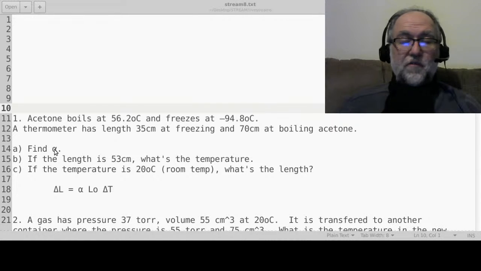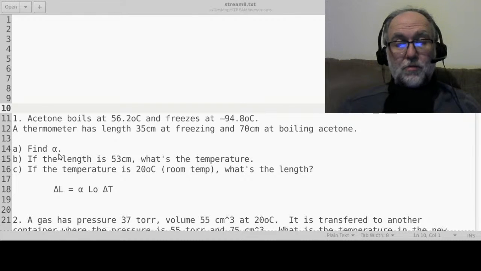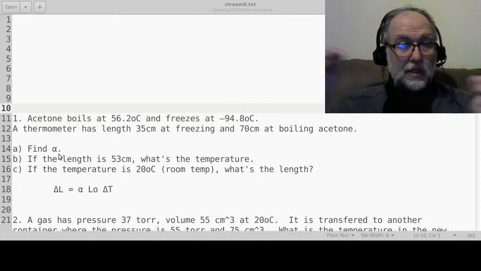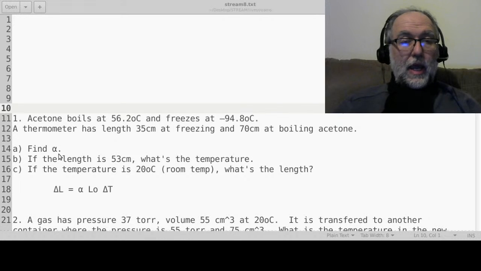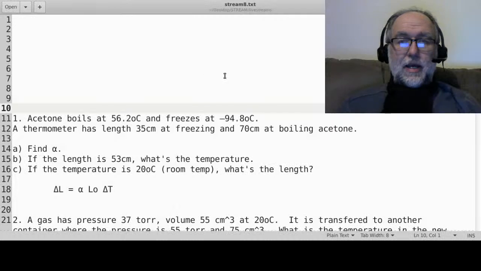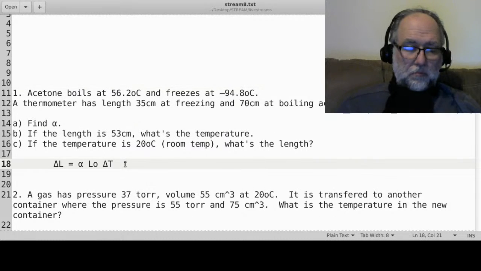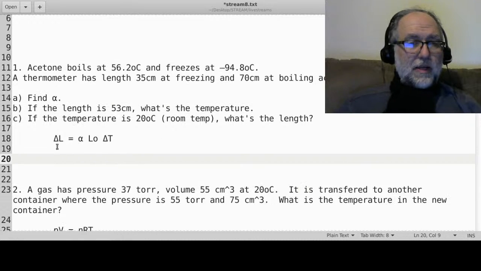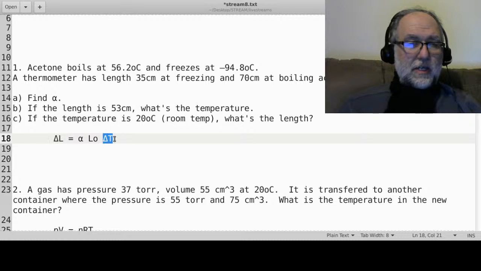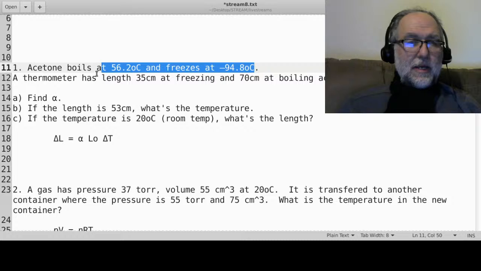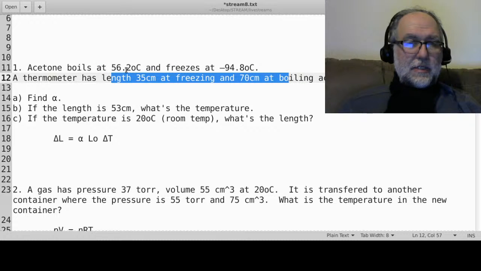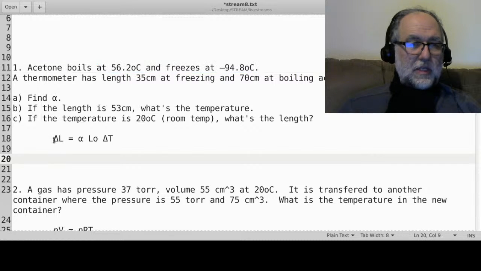Okay, so the first thing is to find alpha. Alpha is the coefficient of linear thermal expansion. Linear because it's just along a line, like a column. Okay, and it's thermal expansion because this thing is expanding thermally. Okay, so find alpha. Well, to do that, we use this formula here. But we have to be careful, because this is delta L, and then there's an L naught here, and there's a delta T, and you go, well, how do I get delta L and delta T information out of there? And so let's do that.